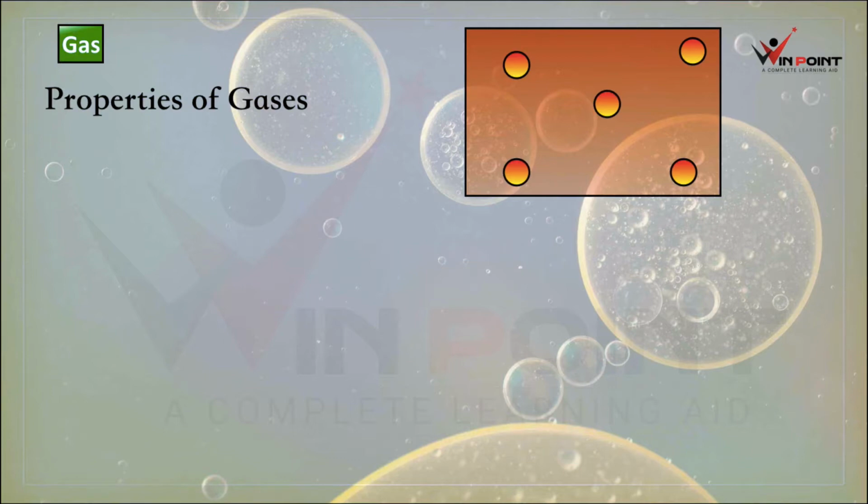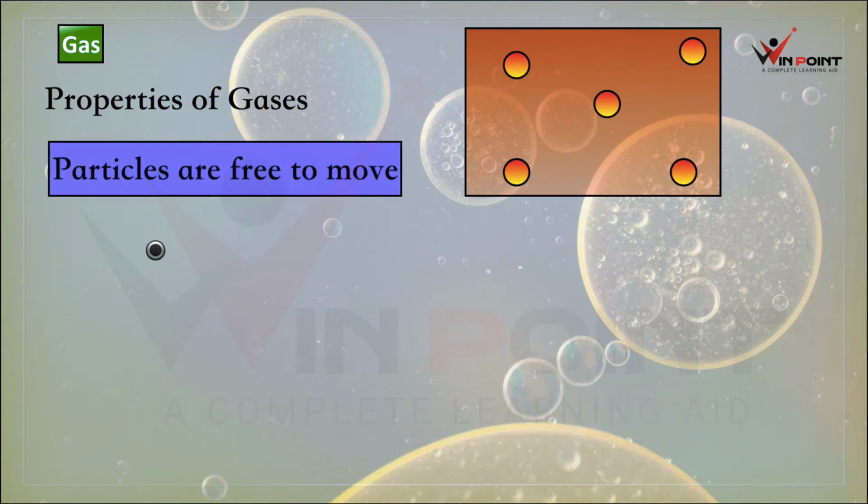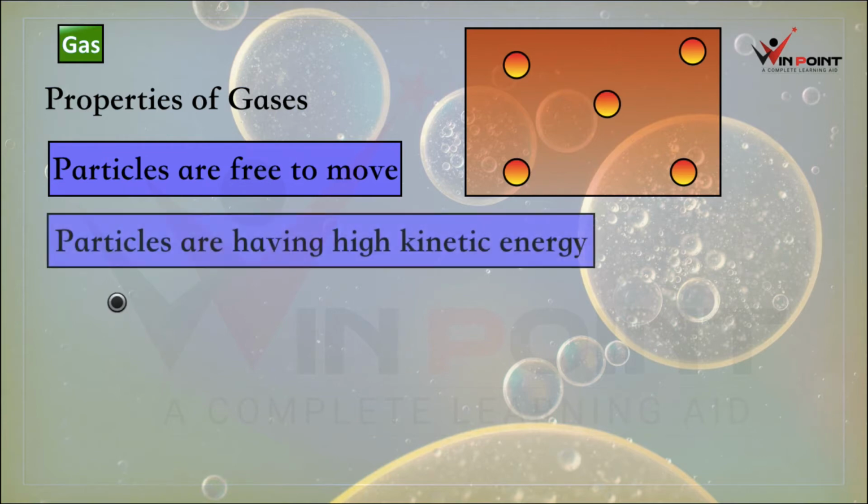Now we can discuss properties of gases. It is entirely opposite of properties of solid. What are the properties of solid? In solid, we have discussed there is a strong attractive force between the particles. But in the case of gas, there is a weak attractive force between the particles. Particles are free to move. Particles have high kinetic energy. The moving capacity of particles is very high.